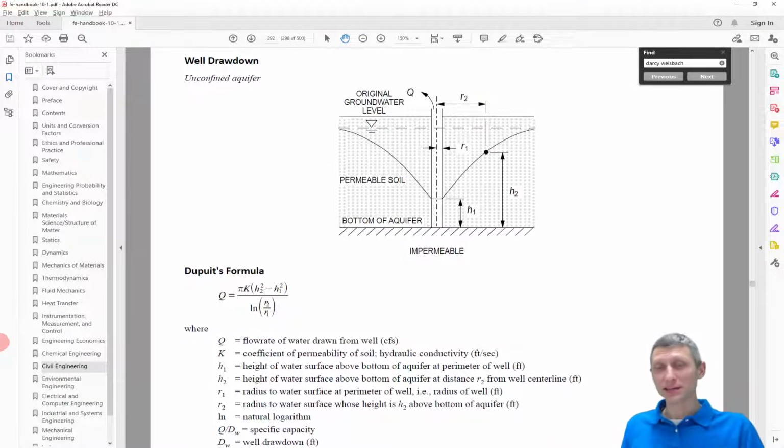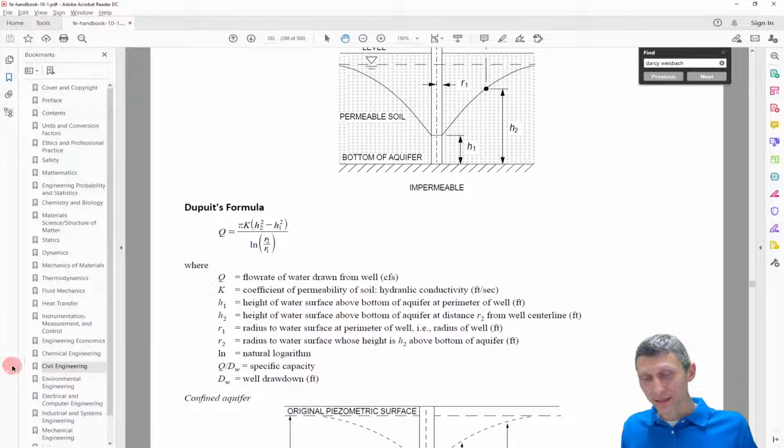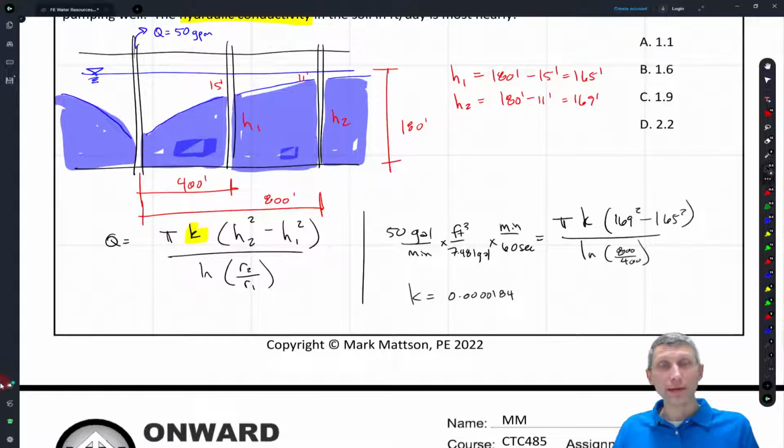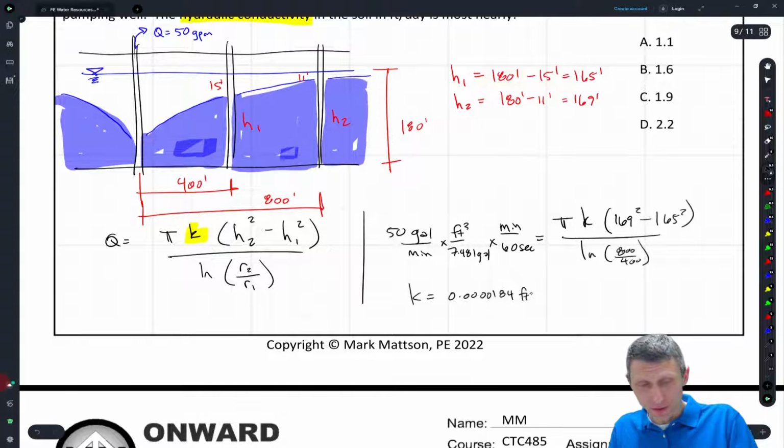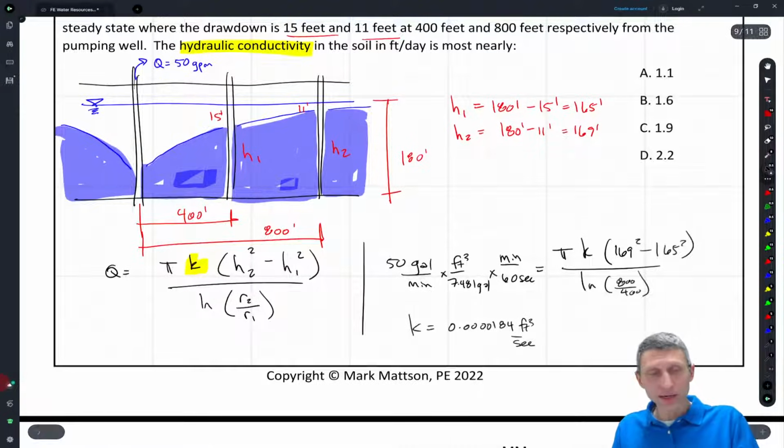But actually what you see here is when we look at this Q value, this is a flow rate in cubic feet per second, so feet cubed per second. And what does the question ask for? The question asks for feet per day.